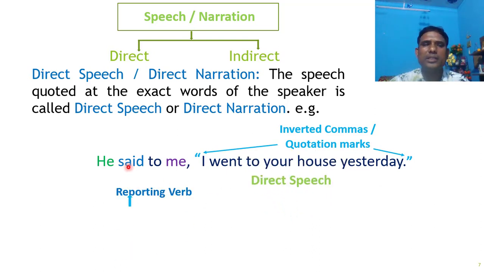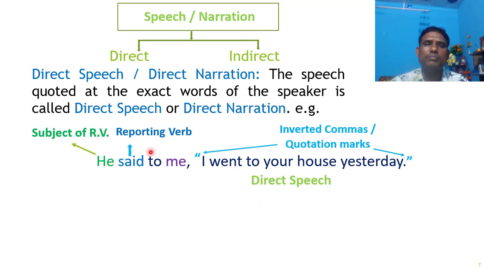Here, said is the reporting verb. He is the subject of the reporting verb. Me is the object of the reporting verb.